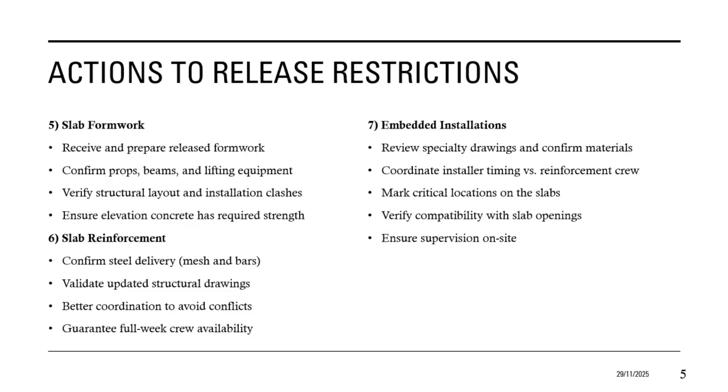Another important category is workspace and access constraints. For example, work areas must remain clear, safe, and properly coordinated so that trades do not interfere with one another. This requires confirming scaffold availability, ensuring safe access routes, and verifying the previous tasks have fully finished before the next crew enters the area.